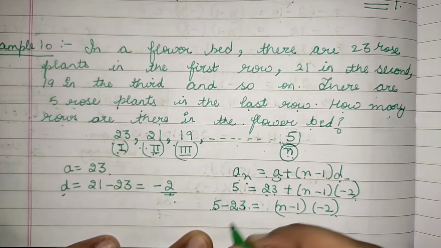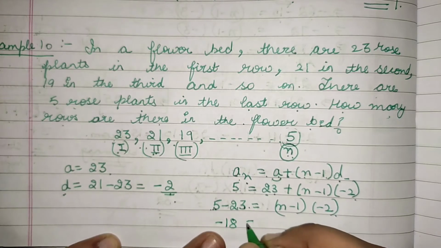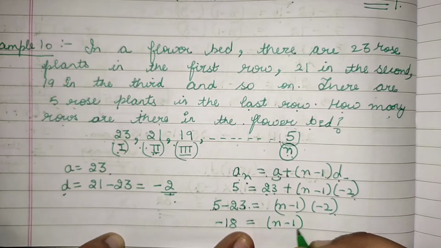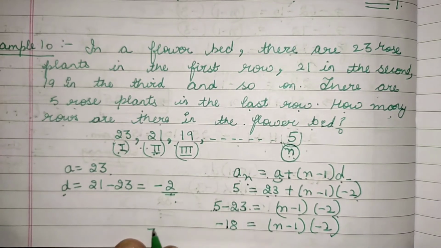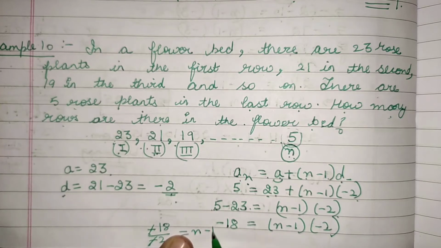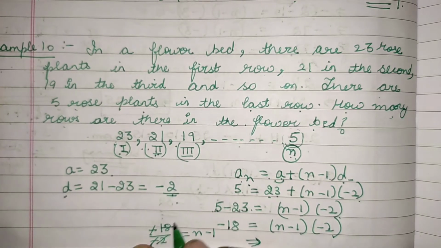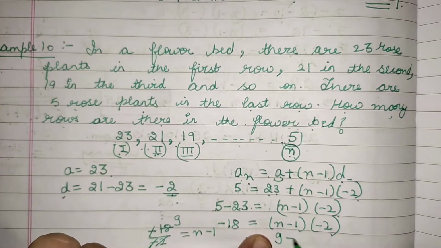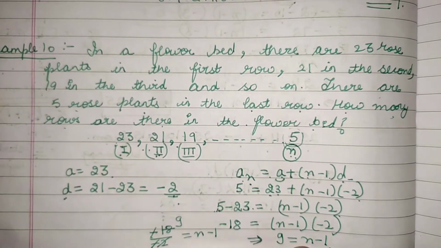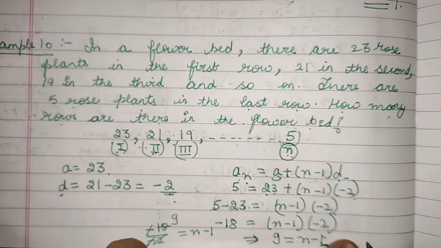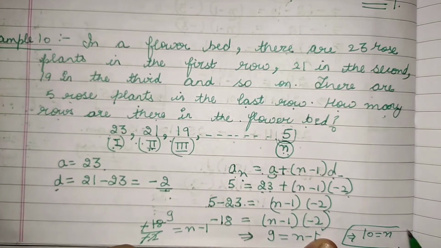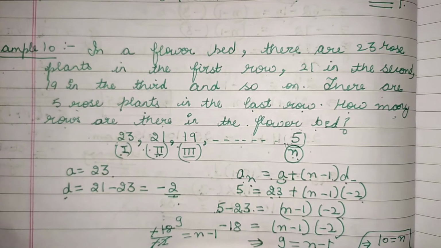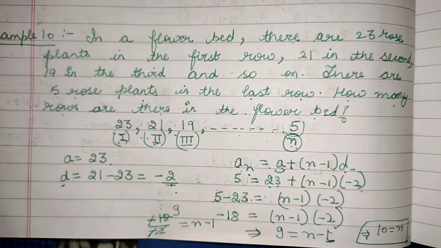Then if I do subtraction, I will get minus 18 is equal to n minus 1 into minus 2. So this minus 2 will get divided here, and it will get cancelled out. 9 is equal to n minus 1. This minus will become plus on the other side, so 9 plus 1 will become 10. So total number of rows is equal to 10.